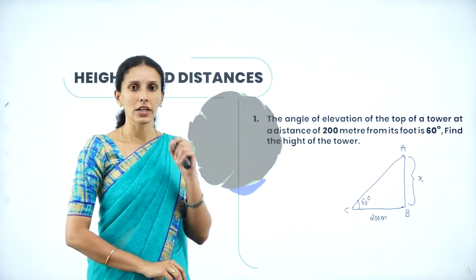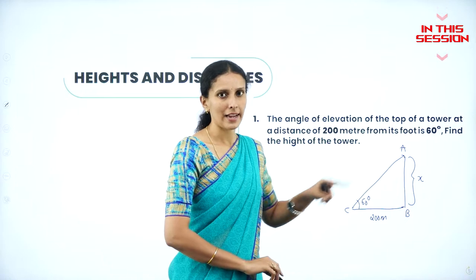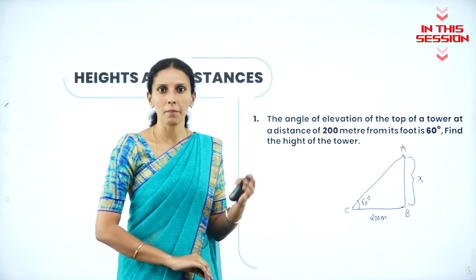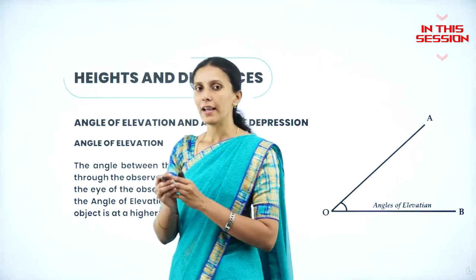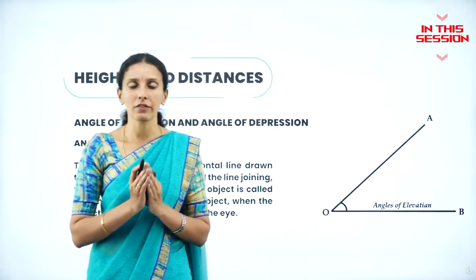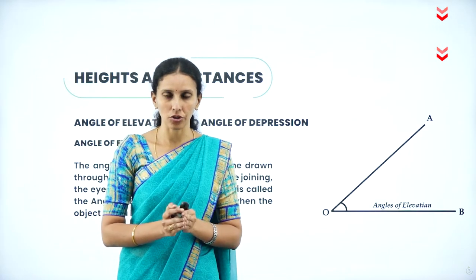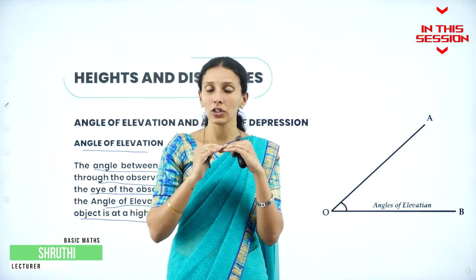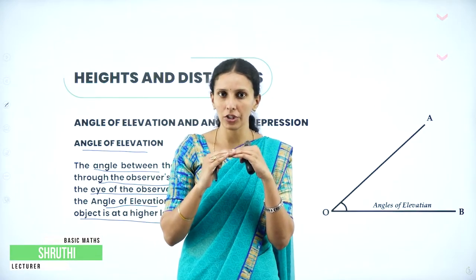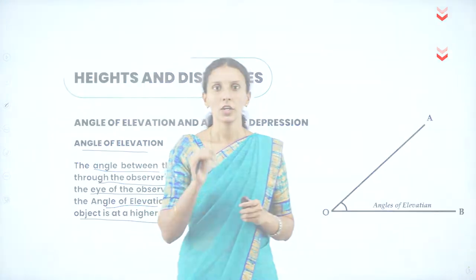By using the trigonometric ratios, we can find the unknown distance and height of any given tower, a mountain, down the hill, like that. What do you mean by angle? Here, necessarily we need is angle of elevation and angle of observation. So if this is our eye level, then if we see above anything, the object, that is called angle of elevation. If we see below, it is called the angle of depression.